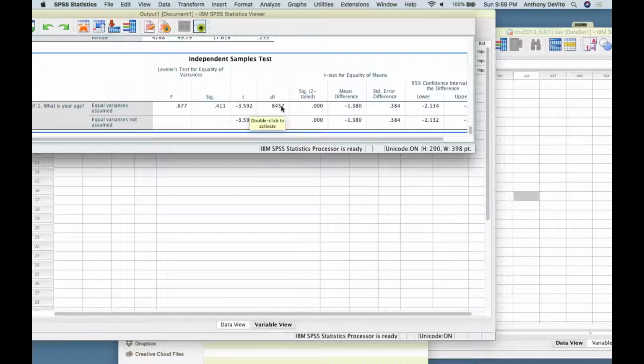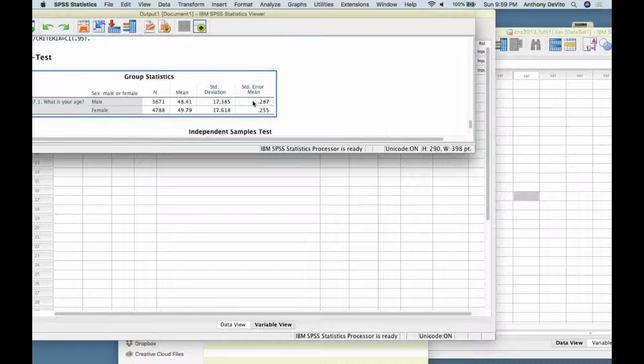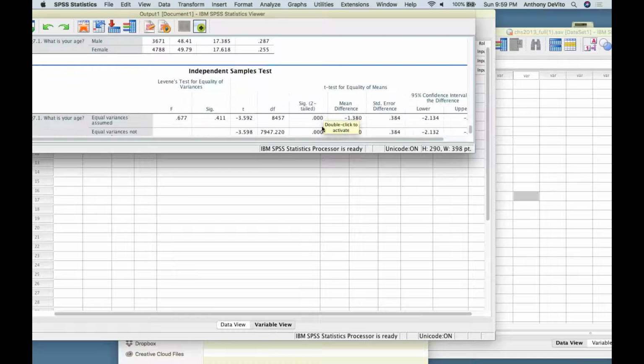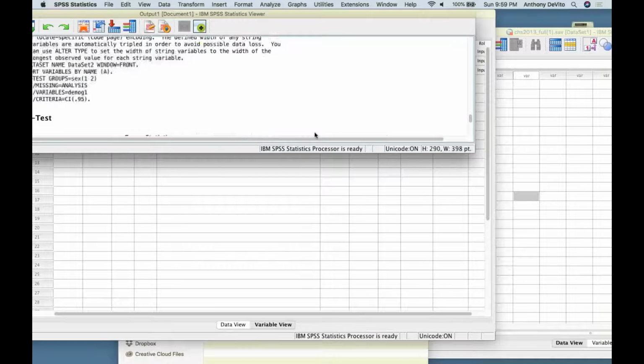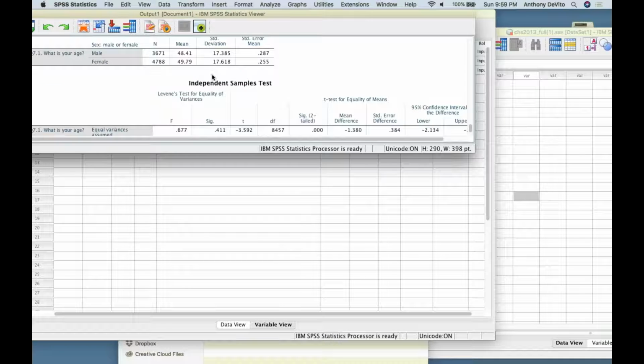The probability of being wrong if we reject the null hypothesis is less than 5%. So there's a difference in the average age for males and females, and that difference is statistically significant. We're more than 95% certain, less than 5% chance of being wrong, that there is a difference in the average age for males and females. Okay, that's the statistical result.